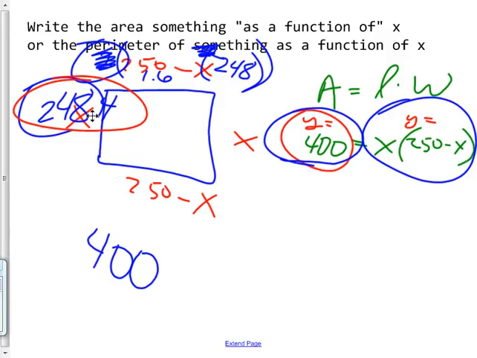Now let's talk practically speaking. Does that make any sense for a llama pen? 250 feet long by 1.6 feet wide. Your llamas aren't going to be very happy, because it's a long, skinny little thing.